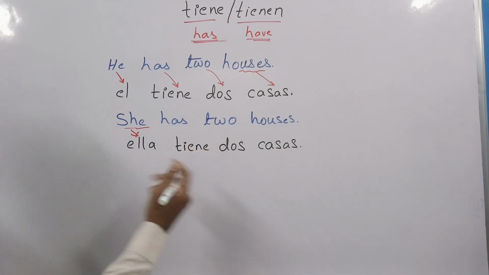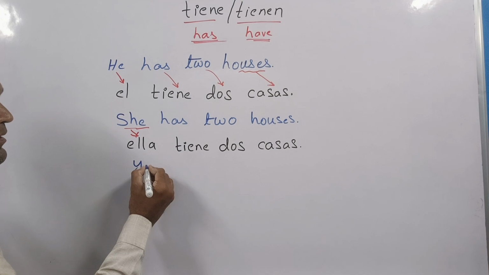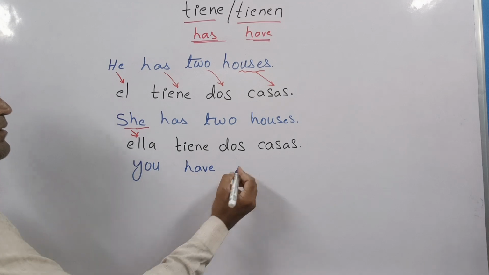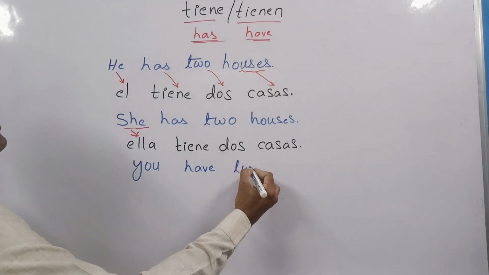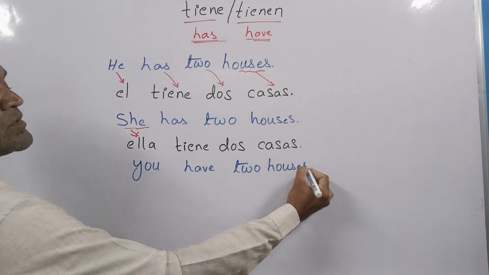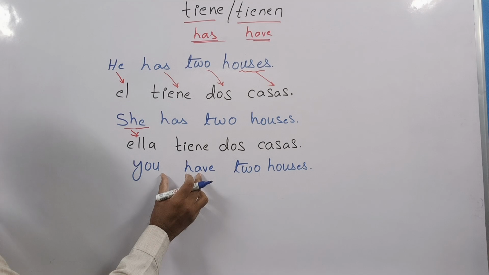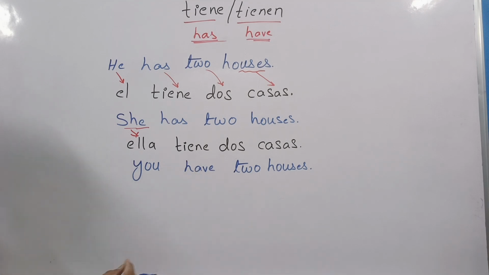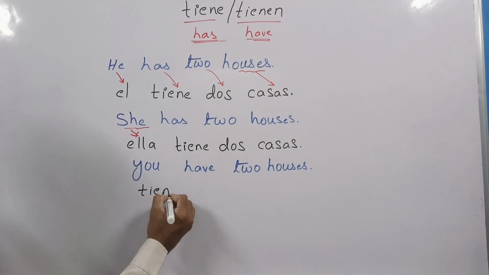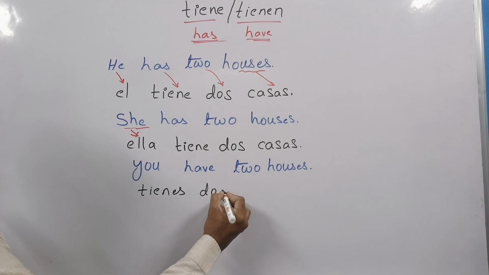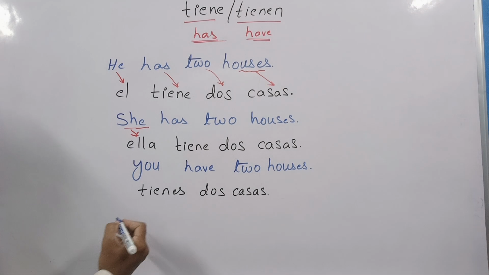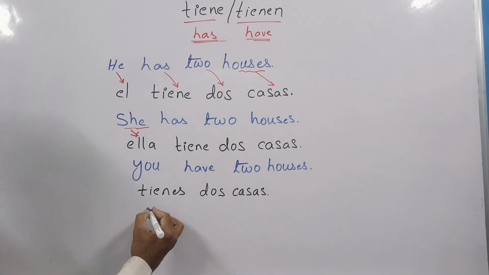Let us take the third example. If I have to say "you", it comes with "have". You have two houses. How to say this in Spanish? Here we have a very small change. We will write here tú tienes, dos casas.